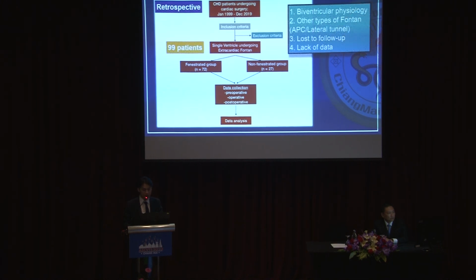99 pediatric patients with single ventricle physiology who underwent extracardiac Fontan procedure at Maharaj Nakhon Chiang Mai from 1999 to 2019. Exclusion criteria were those with biventricular physiology, patients who underwent other techniques of Fontan procedures, and those who were lost to follow-up or lacked data. After that, the patients were divided into two groups, fenestration and non-fenestration, and then the data were collected and analyzed respectively.